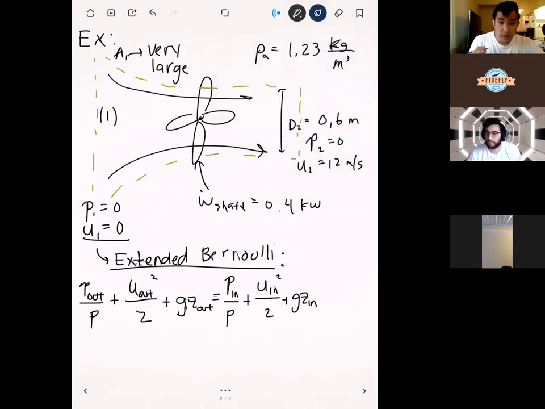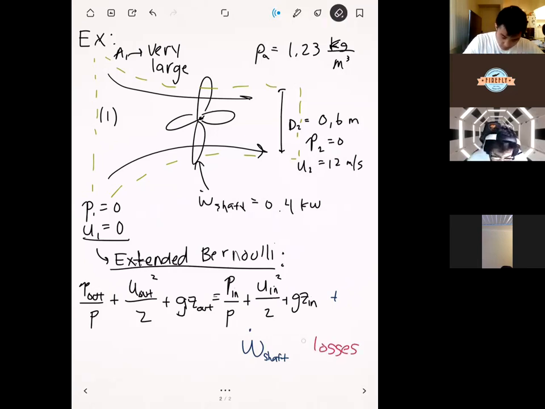But for our extended Bernoulli, remember, we added these additional terms. We had an additional term to include any shaft work, so that's W dot shaft, and then we also had a term for any losses. And remember, these came out directly as a result of applying conservation of energy to a control volume.